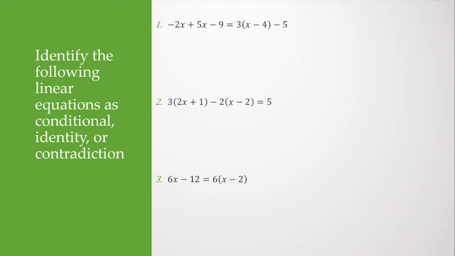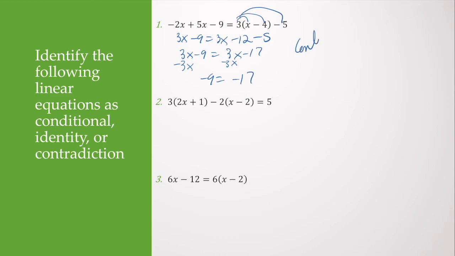So let's identify the following linear equations as conditional, identity, or contradiction. So first thing I'm going to do is combine like terms on the left. So I get 3x minus 9 equals 3x minus 12 minus 5. So I get 3x minus 9 equals 3x minus 17. You can see if I was to subtract 3x from both sides, I get negative 9 equals negative 17. So this is a contradiction, which means it has no solutions, or the empty set. You can write it either way is fine with me.